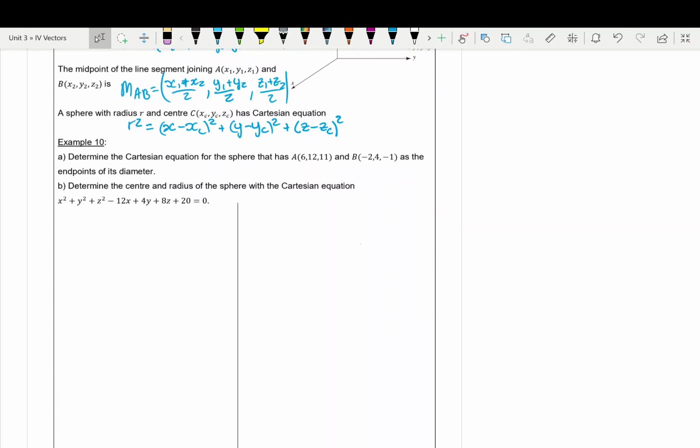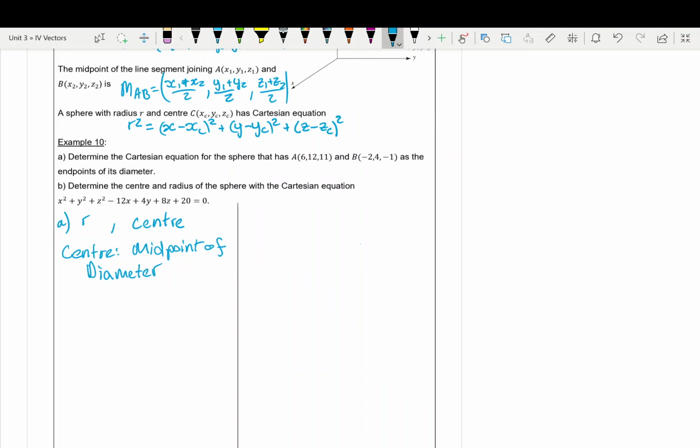Determine the Cartesian equation for a sphere that has points A and B as the endpoints of its diameter. So thinking about what we need to know for a sphere, we need to know its radius and we need to know its center. So how are we going to get those from the 2 points? Well, let's start with the center. The center is the midpoint of the diameter.